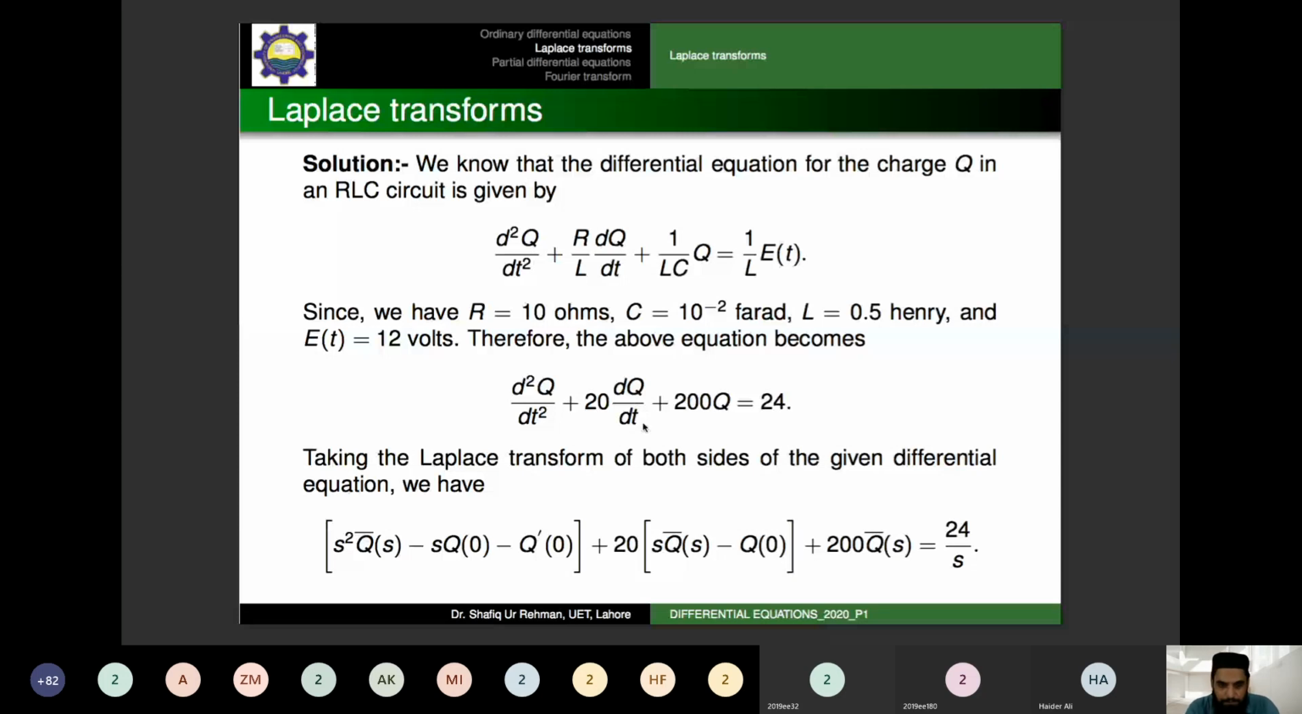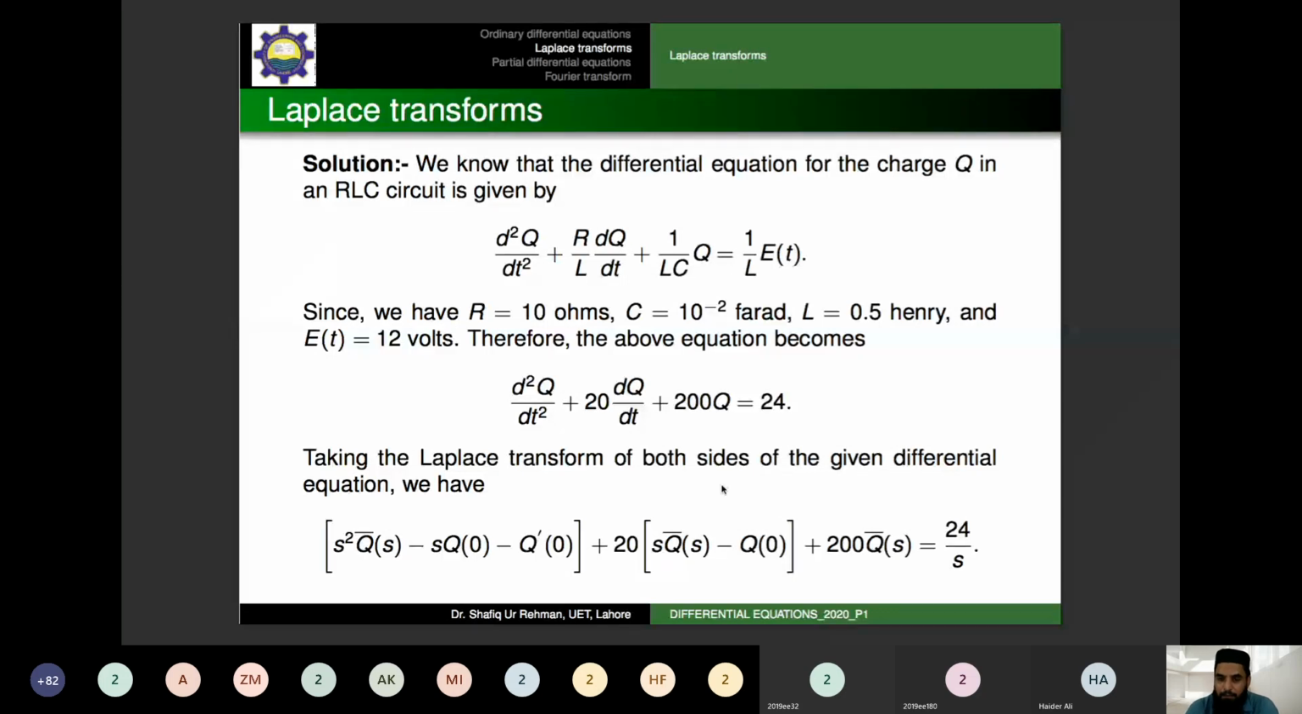The first step is about the Laplace transform of Q, Q prime, and Q double prime. We know those formulas for the double derivative, the first derivative, and the function. For the function Q of t, it will turn out to be Q bar of s, with the first derivative and second derivative formulas. To the right hand side, since it's a constant value, it will turn out to be 24 upon s. So this is the first step, taking the Laplace transform.